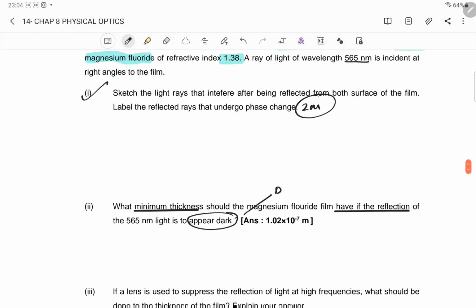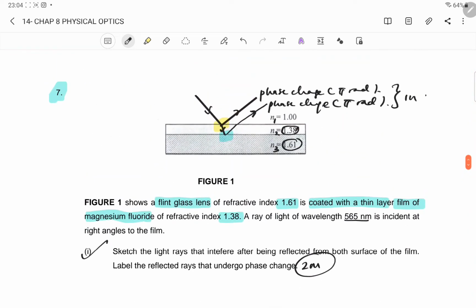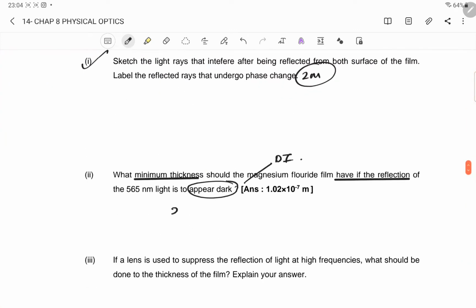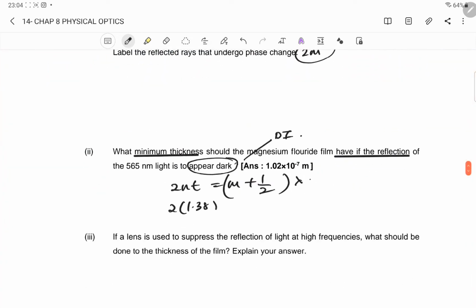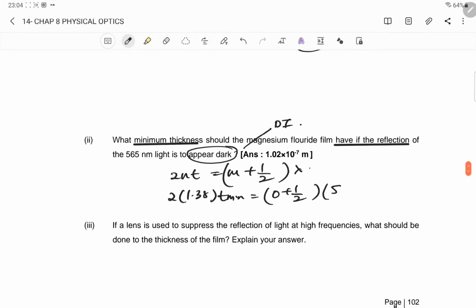Appeared dark is destructive interference. Okay, so sekarang ni kita adalah in phase. Okay, in phase coherent source. So kita ada 2nt equal to m plus half lambda untuk dark. 2n berapa n tadi? 1.38. So you have to find your t minimum. m is 0 plus half, your lambda is 565. So you find your t minimum.